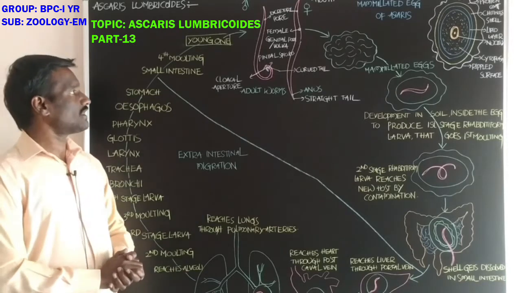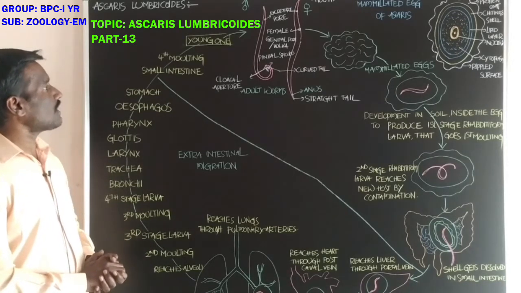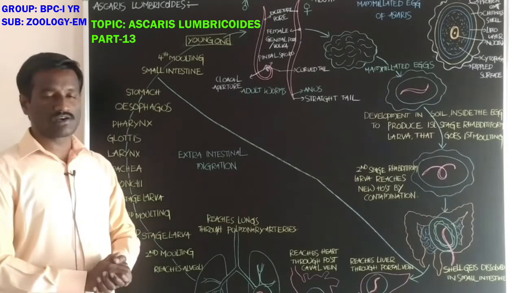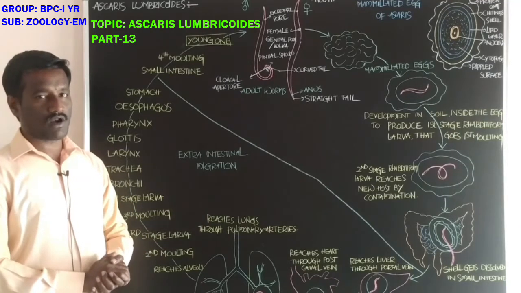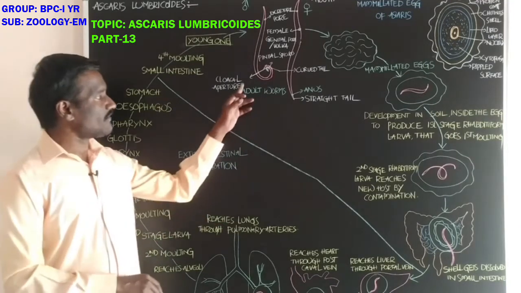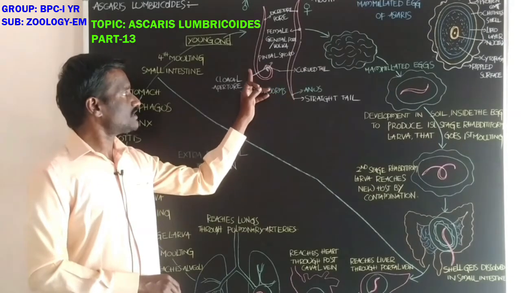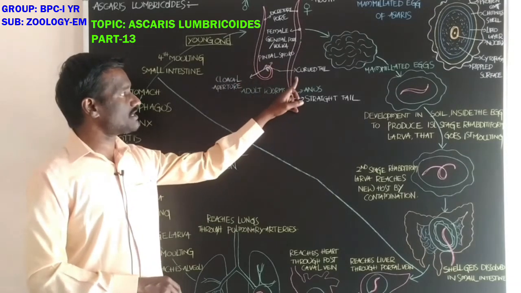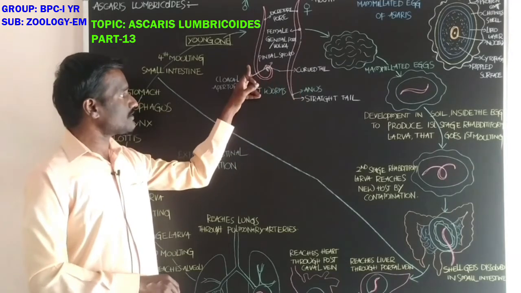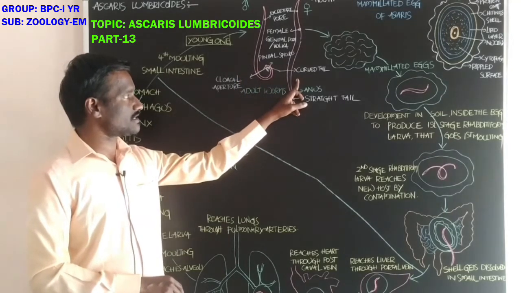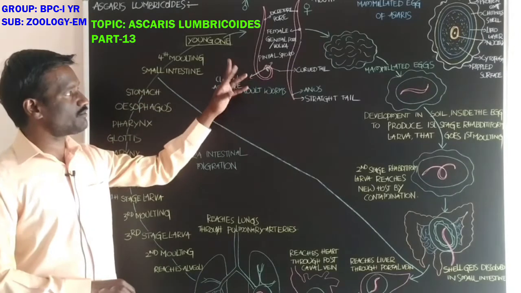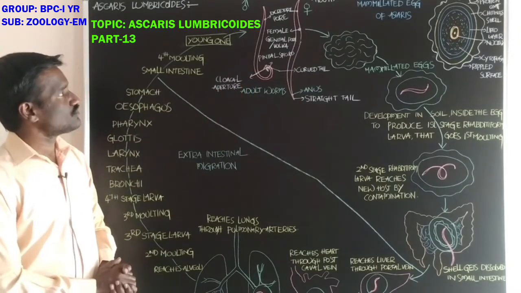Students, what about the Ascaris lumbricoides adult worms? The common roundworms are available in two forms, dimorphic. This is the male worm, and this is the female worm. Male Ascaris, female Ascaris. What is the differentiation between the two worms?